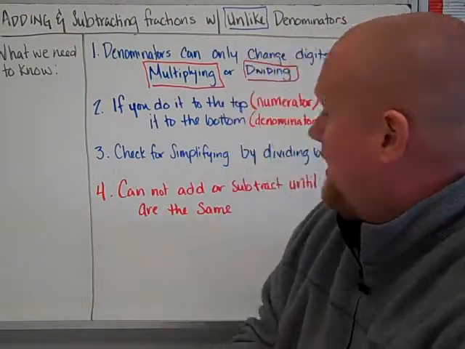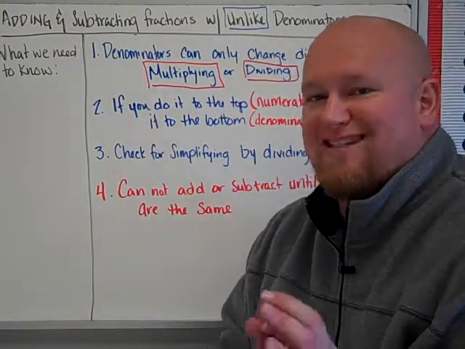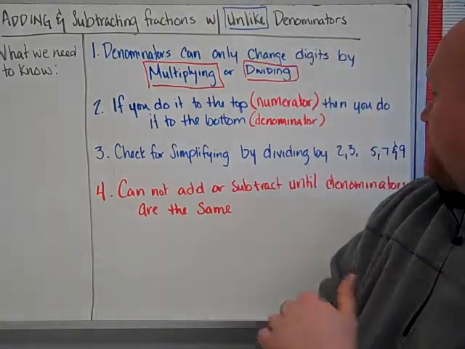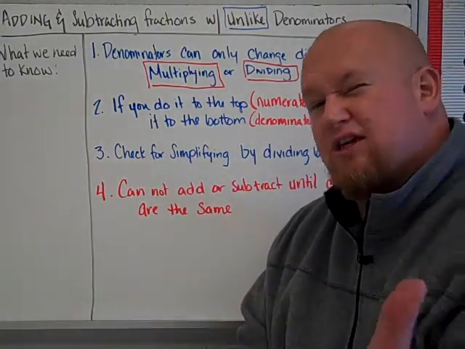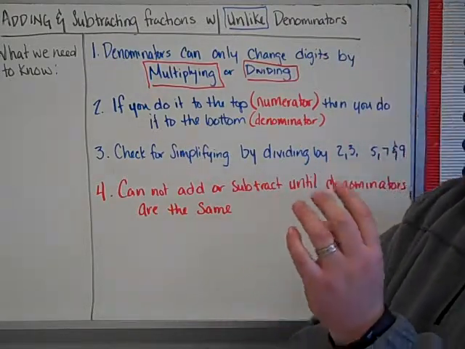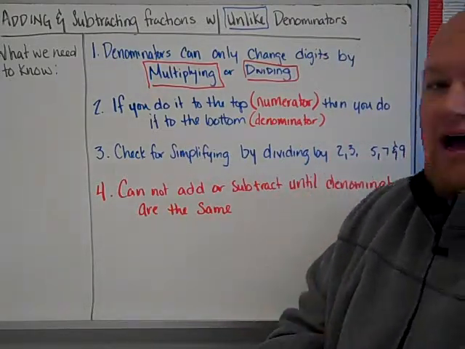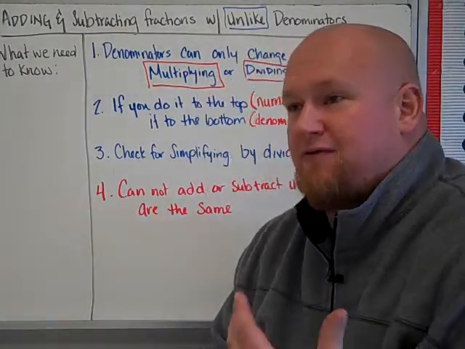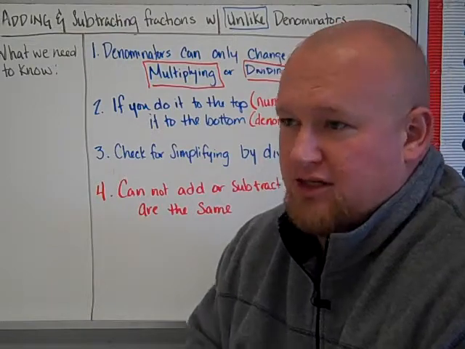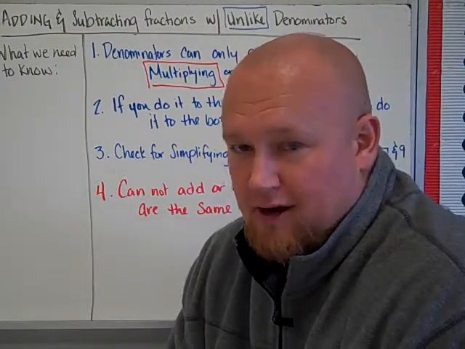I don't. Okay? The third thing I need you to always check for is simplifying your fractions, and I want you to check by dividing by, I told you 6 numbers yesterday. Today I'm telling you 5: 2, 3, 5, 7, and 9. I left 4 out because if a number is divisible by 2, you don't need to worry about 4. You can just keep dividing out by 2, all right?